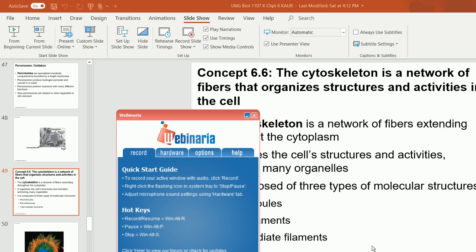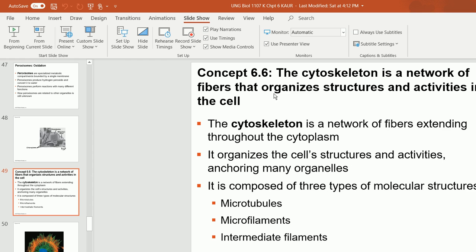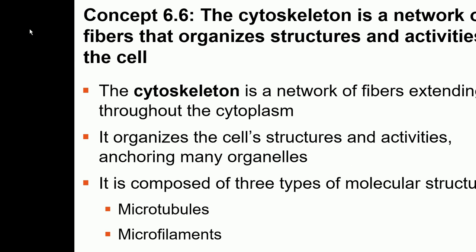Let's discuss the second part of chapter number 6. So let me go into the slideshow mode. In this part, we are going to discuss the cytoskeleton, and we are also going to talk about what is outside the cell, and some of the junctions which are between the cells.